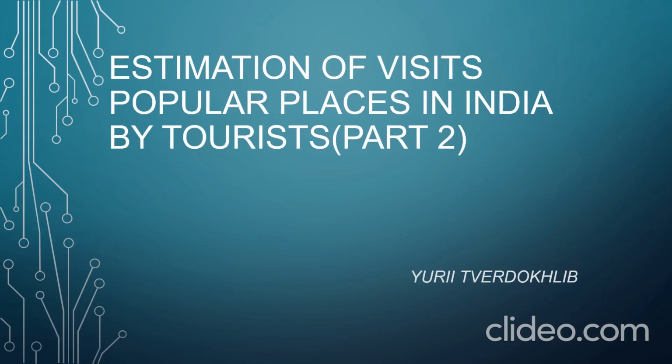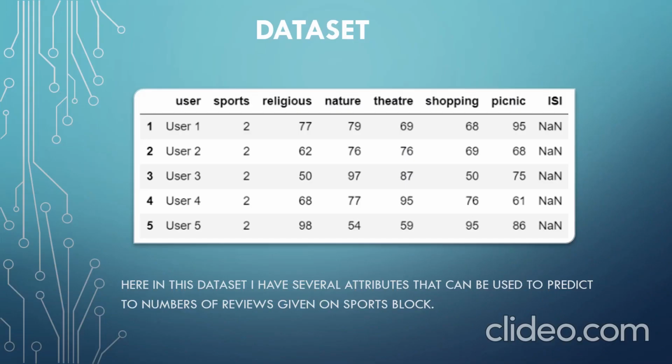Today I'm going to continue my presentation about estimation of visits to popular places in India by tourists, part 2. Here in this data set I have several attributes that can be used to predict the number of reviews given on sports blog.